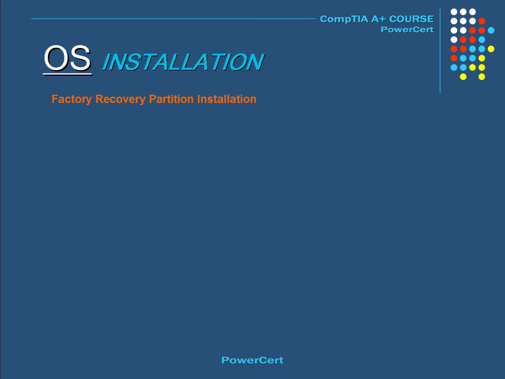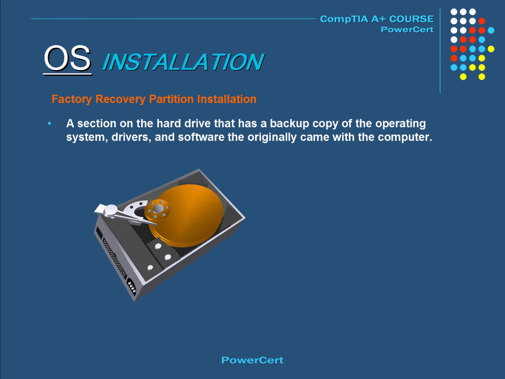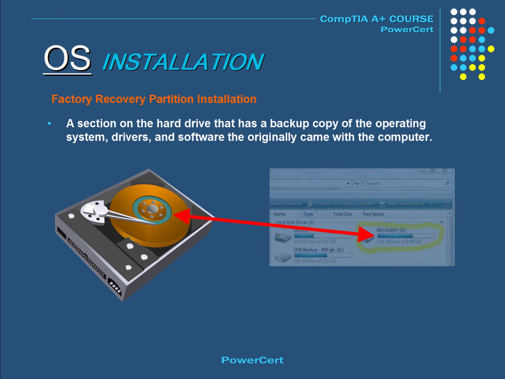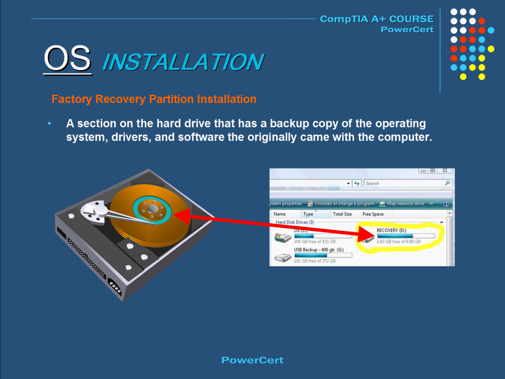Another method to installing the operating system is by using the factory recovery partition. The recovery partition is a section on your hard drive that has a backup copy of the operating system, drivers, and software that originally came with a computer from the manufacturer. It allows you to return to the computer's original condition to when you first purchased the computer.